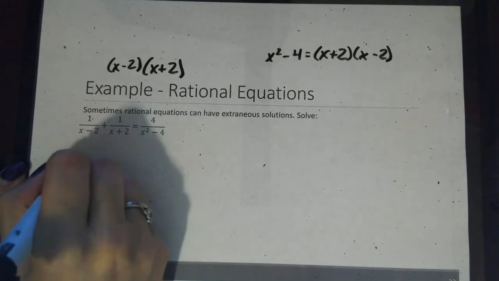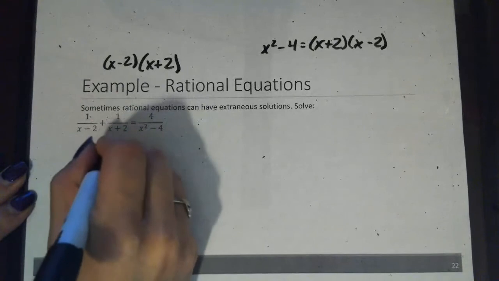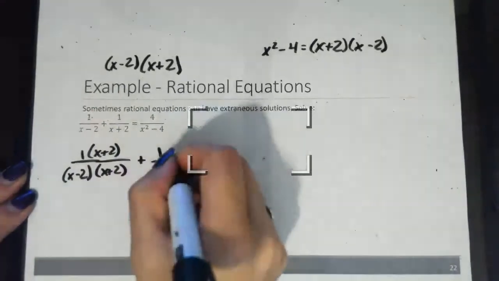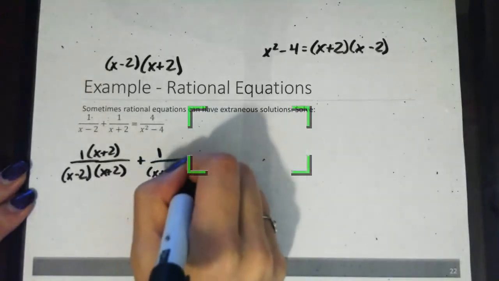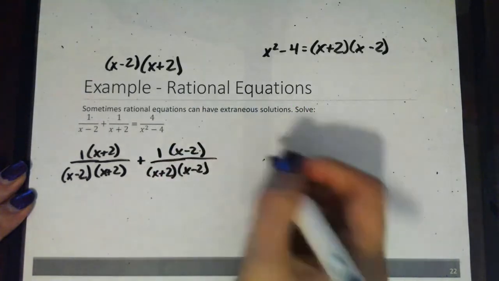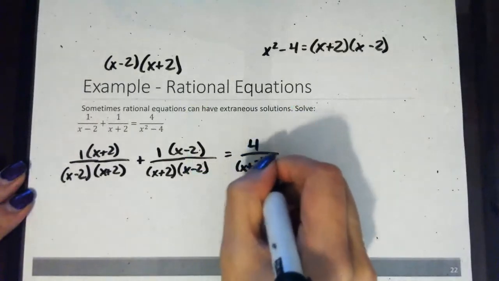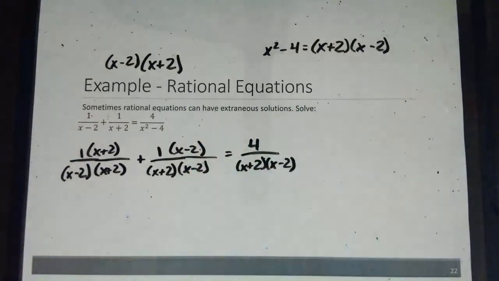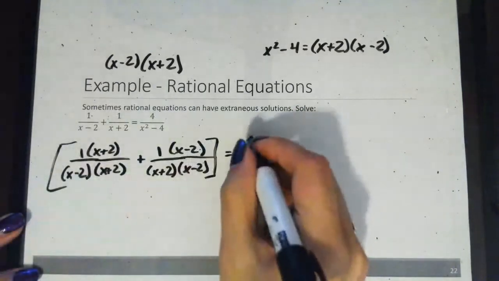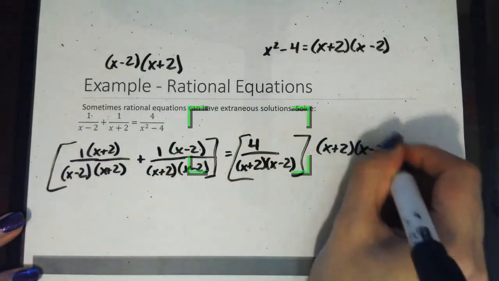So my 1 over x minus 2 needs an x plus 2 in the numerator and denominator. Plus my 1 over x plus 2 needs an x minus 2 in the numerator and denominator. That's going to be equal to my 4 over, in factored form, I already have x plus 2, x minus 2. So they now all have the same denominator. I'm going to multiply both sides of my equation by that common denominator, x plus 2, x minus 2.